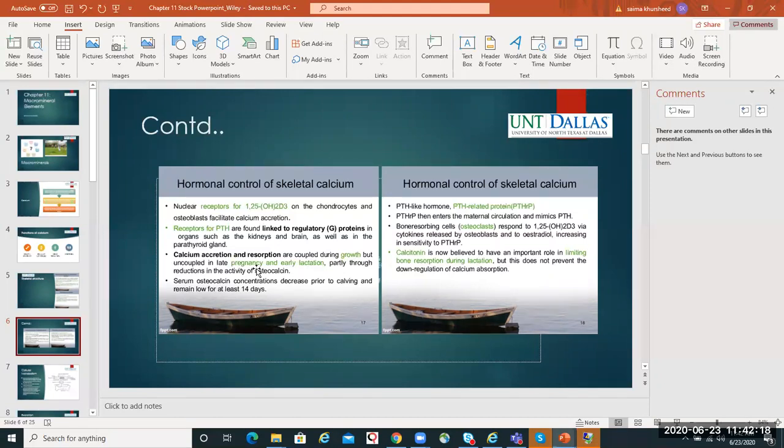These bone resorbing cells respond to these cytokines released by the osteoblasts and to estradiol, increasing sensitivity to parathyroid hormone that's linked with the proteins. Calcitonin, we all know that, is now believed to have an important role in limiting the bone resorption during lactation, but this doesn't prevent the growth regulation of calcium absorption.